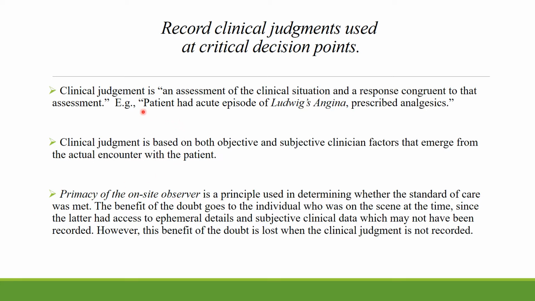Okay, so the example I have given, if you write in your case sheet, the patient... okay, so if you find something like this written in the record, patient had acute episode of Ludwig's angina, prescribed analgesic. Okay, so it shows that you have taken a very poor clinical judgment. Okay, Ludwig's angina, life-threatening situation, complication, immediate complication is airway obstruction, needs hospitalization, needs to have antibiotics, and then later analgesic.